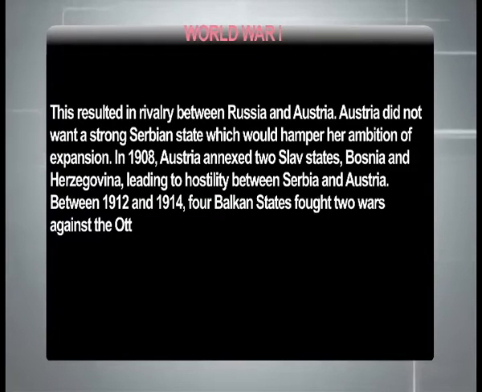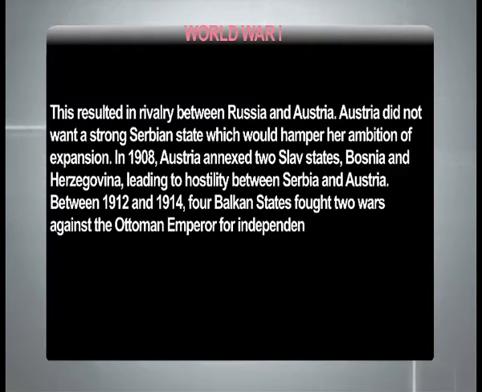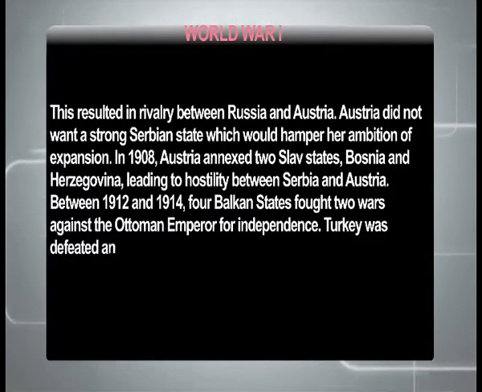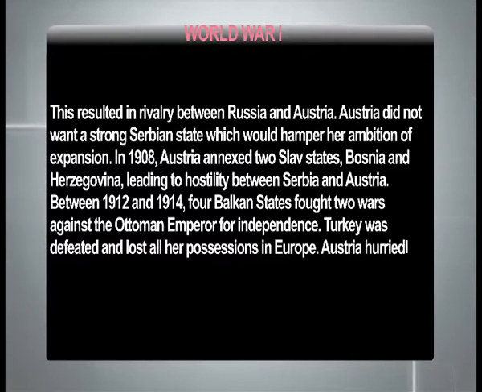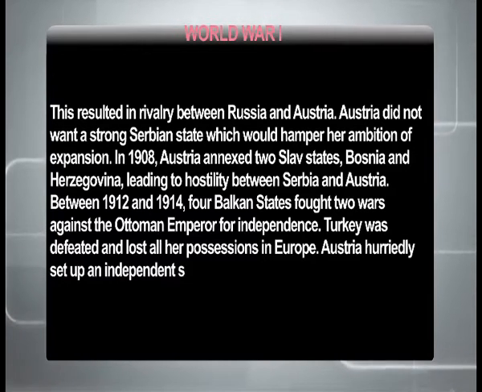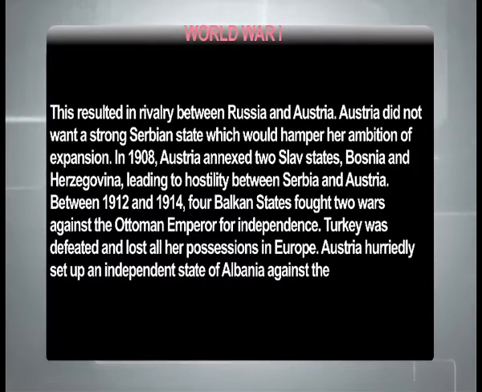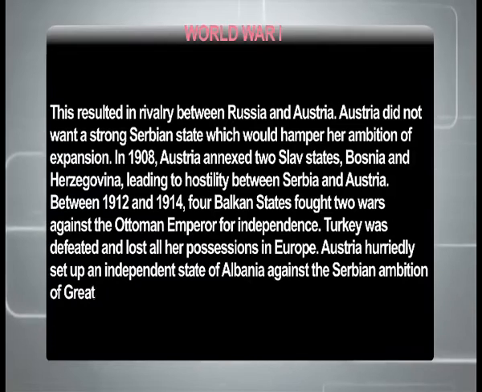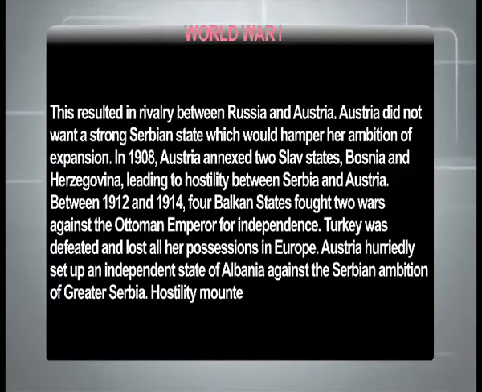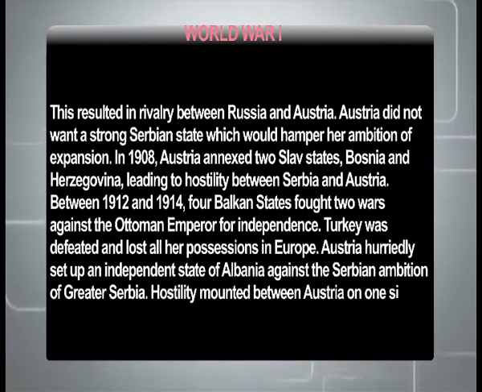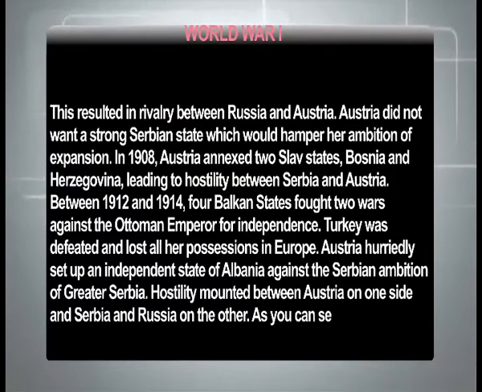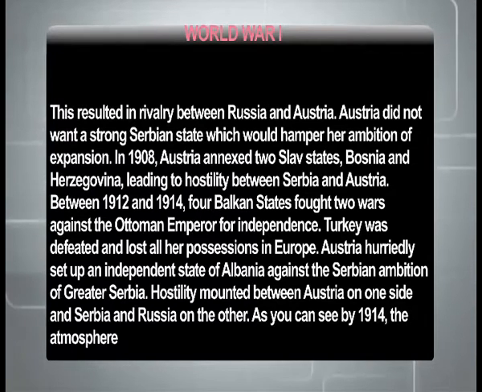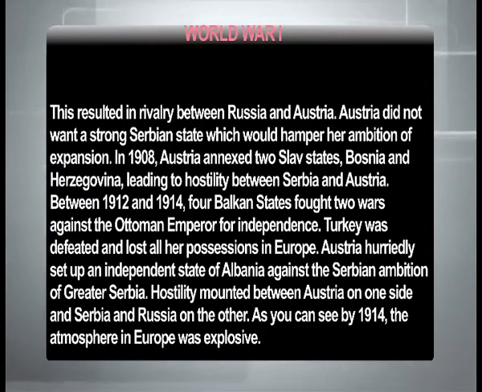Between 1912 and 1914, four Balkan states fought two wars against the Ottoman Emperor for independence. Turkey was defeated and lost all her possessions in Europe. Austria hurriedly set up an independent state of Albania against the Serbian ambition of Greater Serbia. Hostility mounted between Austria on one side and Serbia and Russia on the other. As you can see, by 1914, the atmosphere in Europe was explosive.